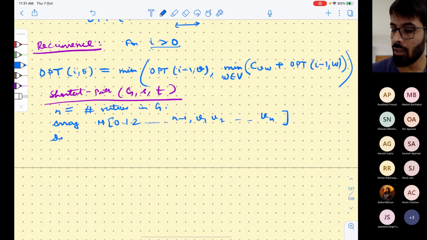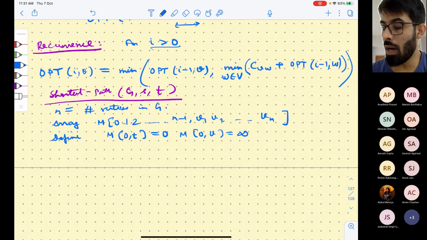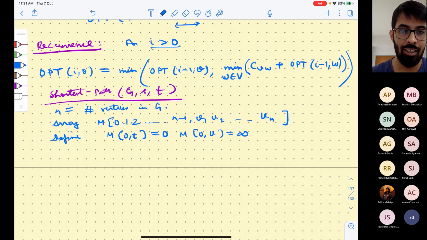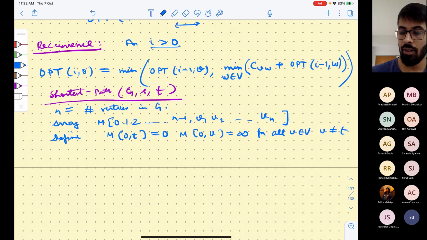Now initialize things. M of 0 comma t is equal to 0, and M of 0 comma v is equal to infinity, because 0 length paths from t to t is 0. That is the initialization that Sean also talked about. And M of 0 comma v is infinity for all v belonging to V such that v is not equal to t. So this is just the initialization, and that's it.